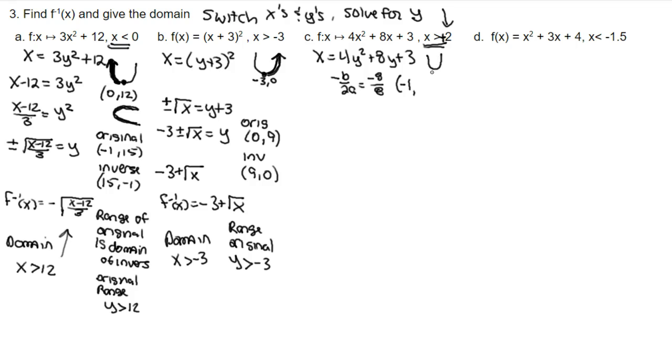And my y value is also going to be negative 1. So that gives me this vertex here of negative 1, negative 1, and you'll see that I only want to do part of it. If I had done it like the original problem, where x was greater than negative 2, you'll notice that I would have both sides of the vertex in my problem. And if I take the inverse of that, then it would not be a function.